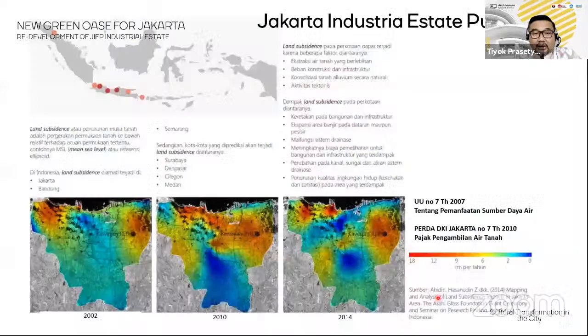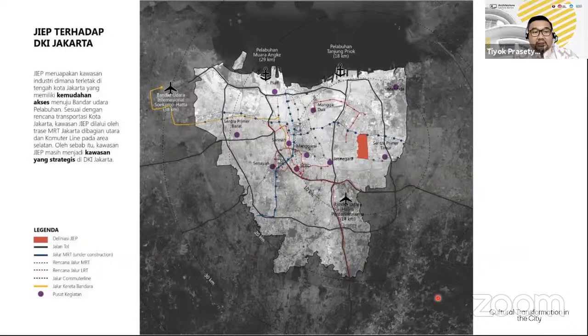The second project is the Jakarta Industrial Estate Pulau Gadung. It's in the east of Jakarta. The government mandated that the industrial activity be moved outside of Jakarta. That's the red block here. It's 400 hectares of land.